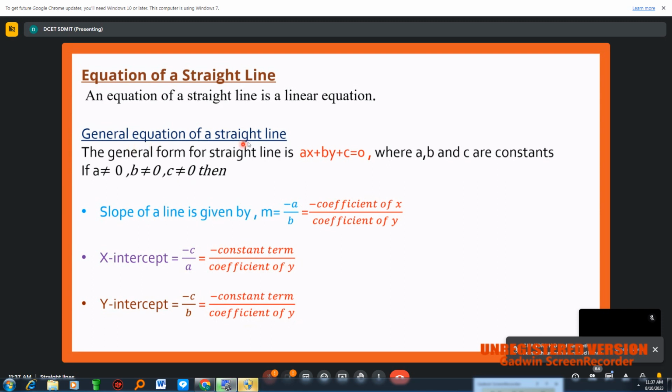So now if they give the equation of a line, then how to find the slope? Slope is nothing but minus a by b. X-intercept is minus c by a. Y-intercept is minus c by b. You should know all these three formulas to solve the problems. So can you take down these formulas? Slope, x-intercept and y-intercept.